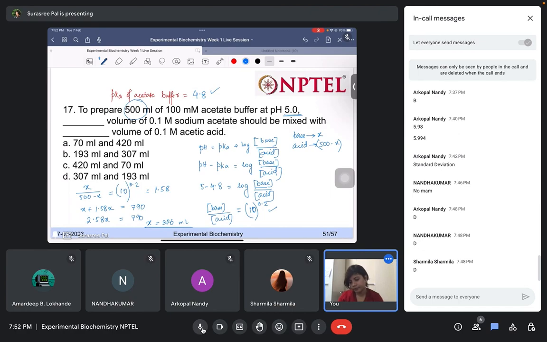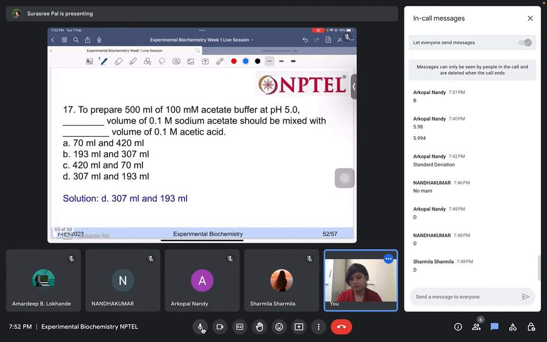So the base will be 306 ml and the acid will be 500 minus 306, which is 194 ml. So this is the closest answer to that. So the correct answer will be D.